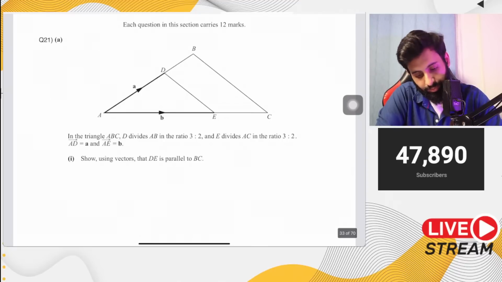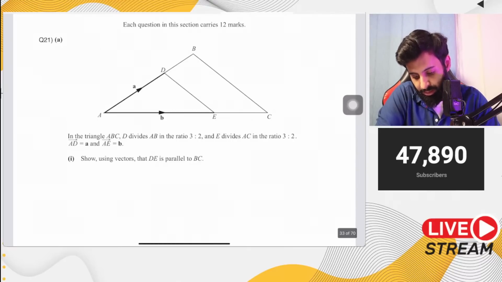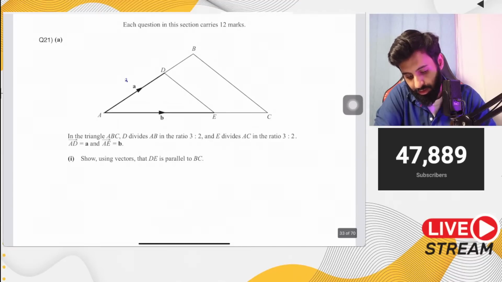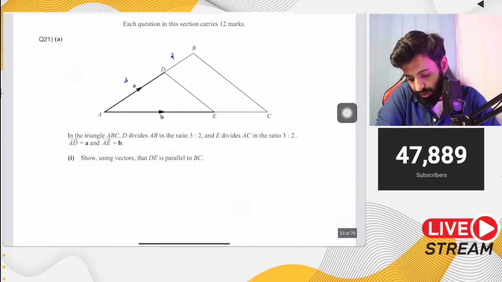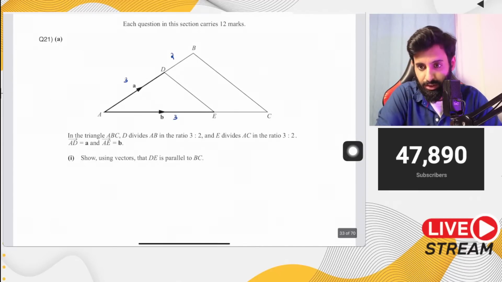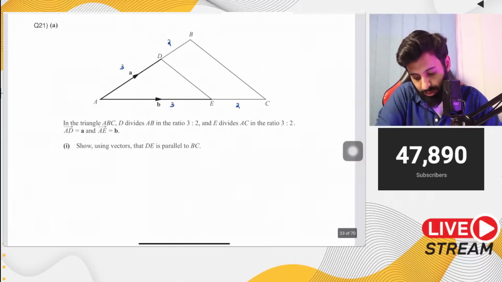Okay. Now, this question says in the triangle ABC, D divides AB in the ratio 3:2. So let's write that down. AD is equal to a and AE equal to b. E divides AC in the ratio 3:2. So that means this is 3 parts and this is 2 parts. Show using vectors that DE is parallel to BC.